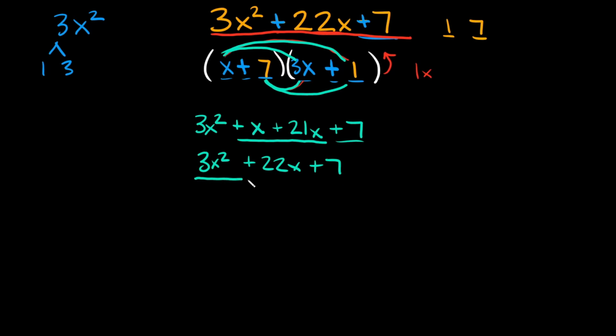So as you can see, we got right back to where we started from. So when we foiled it, we got exactly where we started, right? So that means this factored answer right here was correct. Okay, so (x + 7) times (3x + 1). Okay, so hopefully that wasn't too bad. Once we do a couple more, I think you're going to start recognizing the pattern.